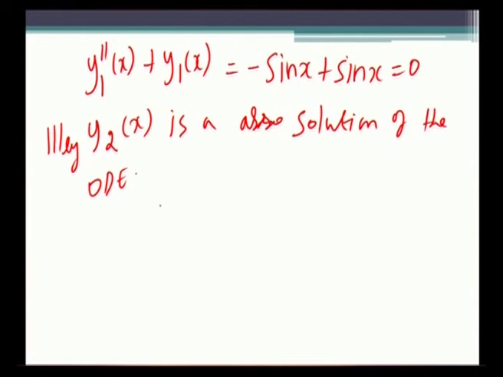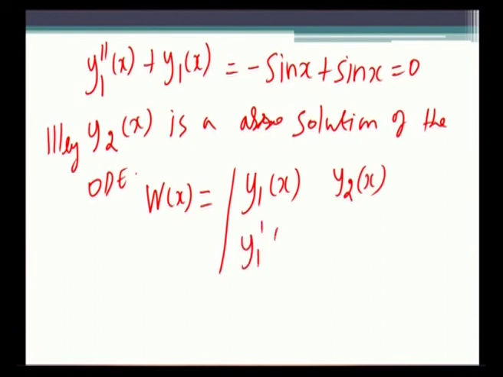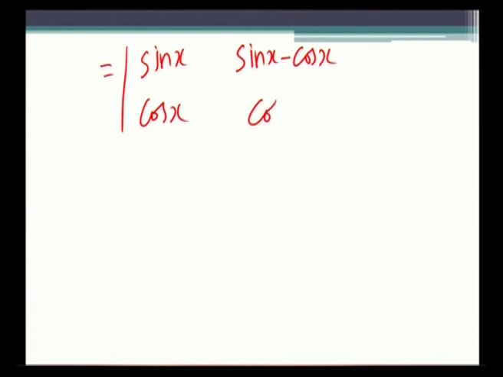Now, the Wronskian of these solutions, W of x, is equal to the determinant of y1 of x, y2 of x, y1 prime of x and y2 prime of x. The determinant of these solutions and their derivatives gives the Wronskian of the solutions, which is equal to sin x, sin x minus cos x, then cos x, then cos x plus sin x.